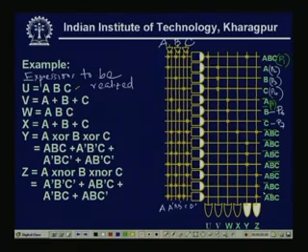So, these are my product terms: P 7, P 8, P 9, P 10, P 11, P 12, P 13, and P 14. So, 14 product lines are there, that means 14 rows.